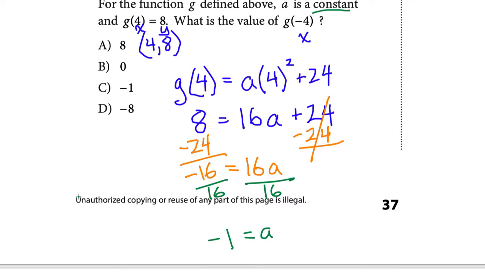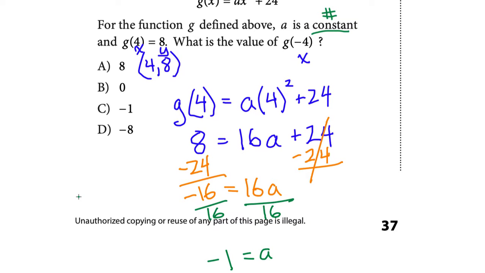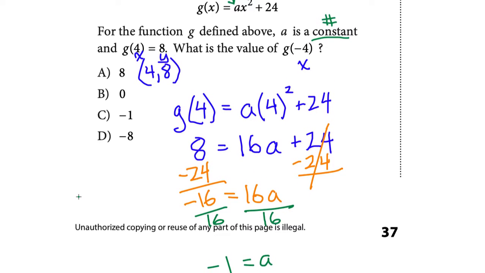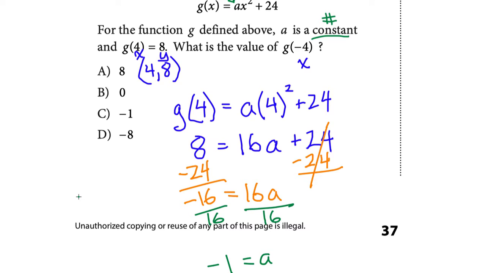I'll pause here. I'm going to review exactly what we just did. What we said was, we need to understand what g of 4 is equal to 8 means. It means I'm plugging in 4 and 8. So we plugged in 4 and 8. Everywhere I see an x, change it to a 4.